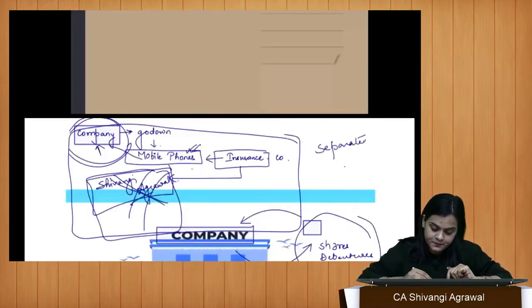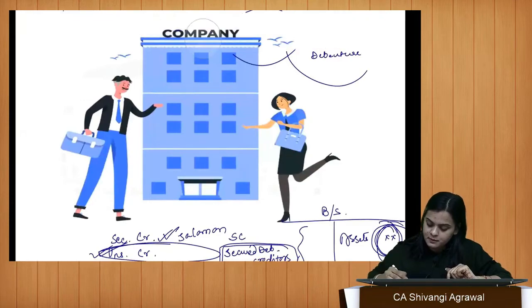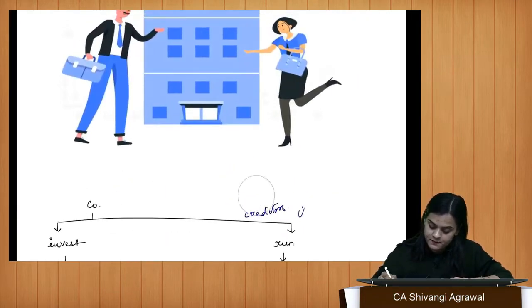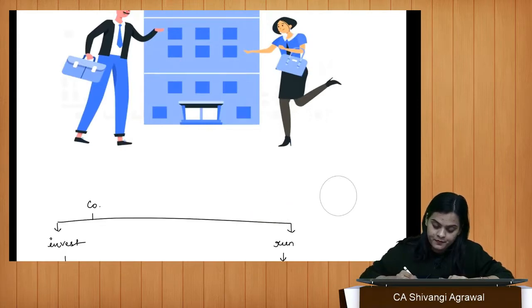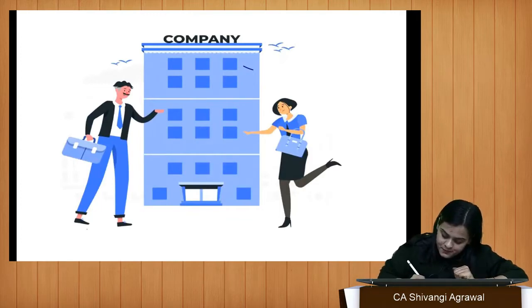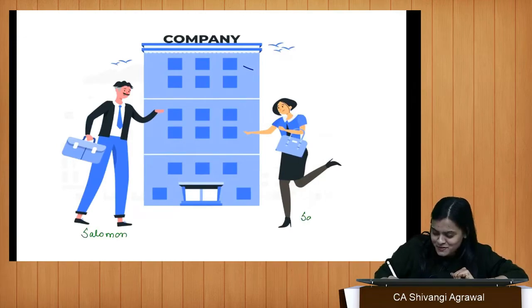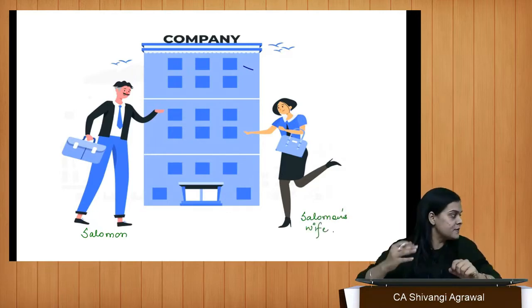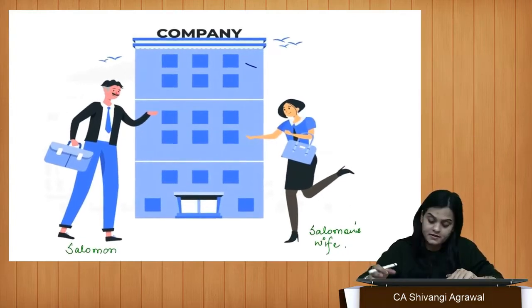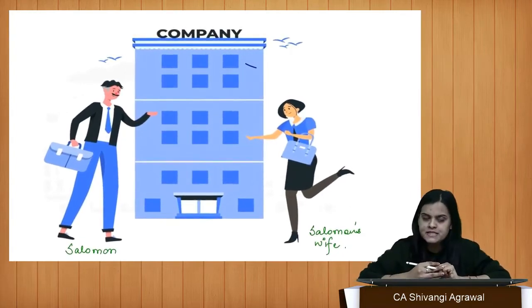Salomon formed a company. He's Mr. Salomon, and this can be Salomon's wife, who cares? Salomon had a proprietorship business. Right, Salomon had a proprietorship business.